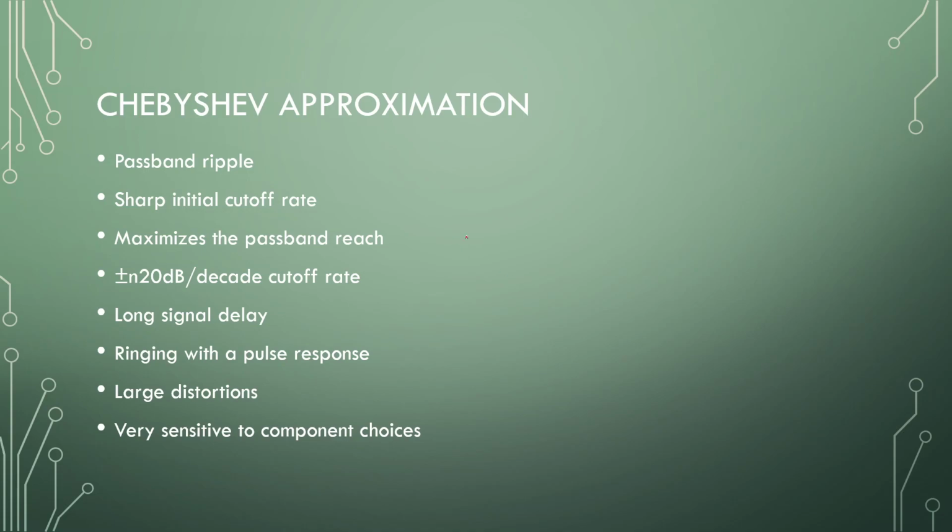Right, the Chebyshev approximation. It has passband ripple, so not everywhere across the passband will you have the same gain, but it has a very sharp initial cutoff rate. So when we reach the cutoff frequency, the cutoff rate will be very, very rapid. Okay, so this maximizes the passband reach. So if your passband is 1 kilohertz, you will almost have a cutoff immediately at 1 kilohertz. There is no slow decay towards that point, it will just cut.